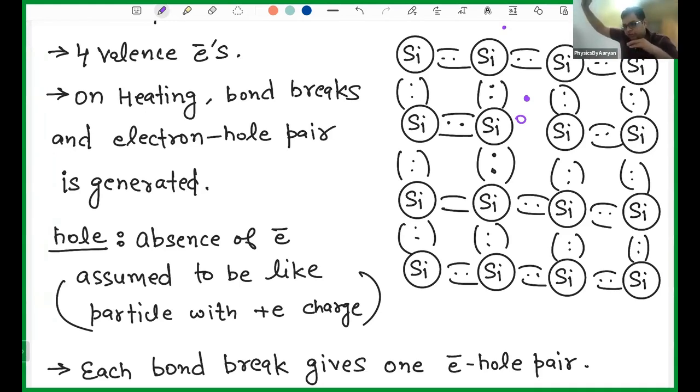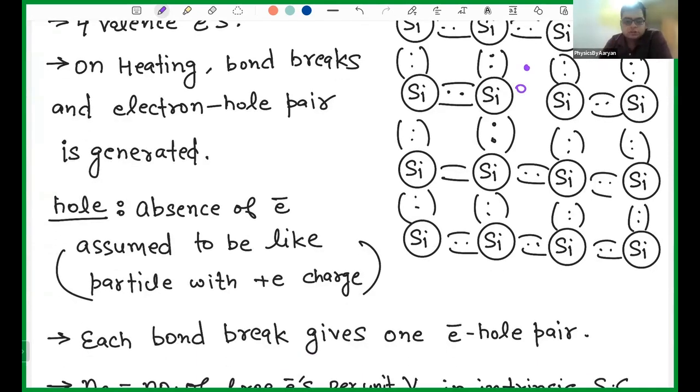So one of the electrons went out. Now you have a vacant position of an electron in your valence band, and also one electron is outside. So two things are produced whenever the bond breaks: one is a free electron and one is a hole.